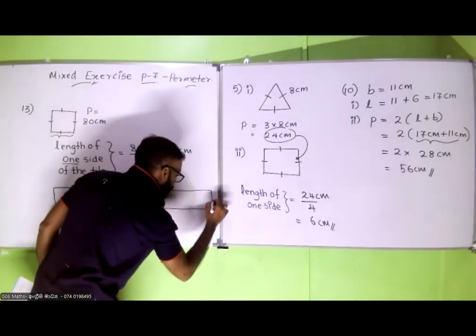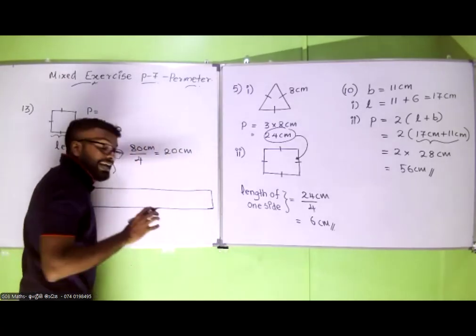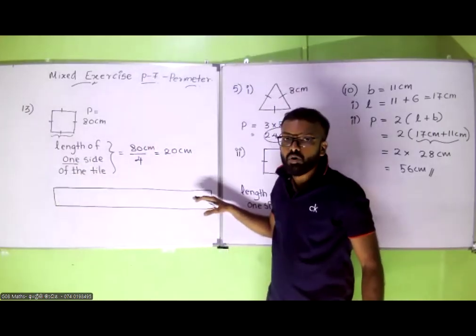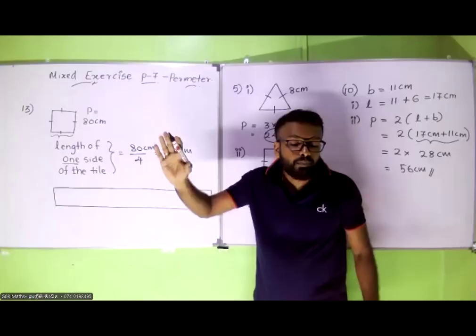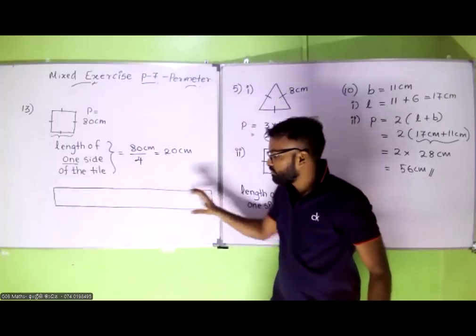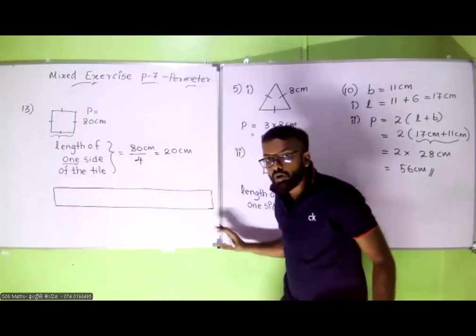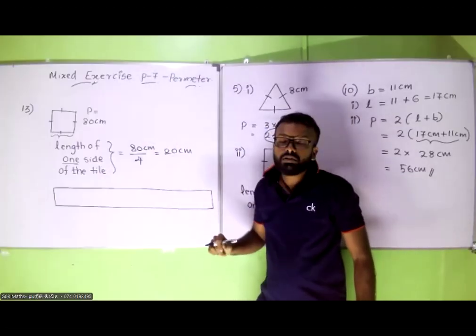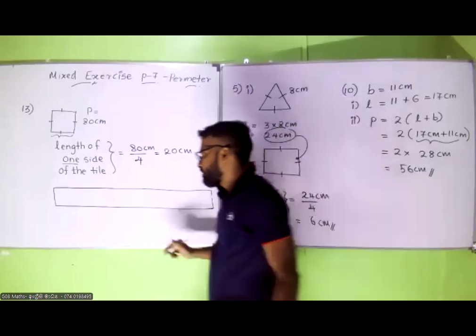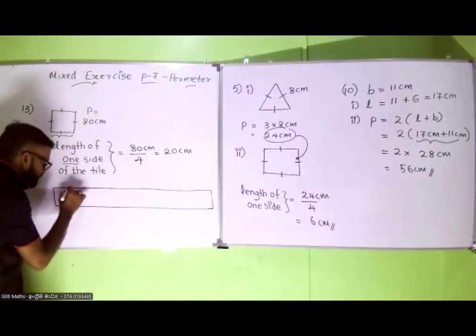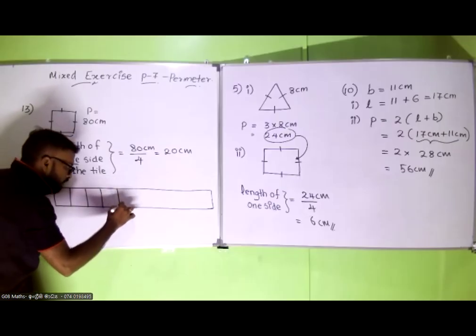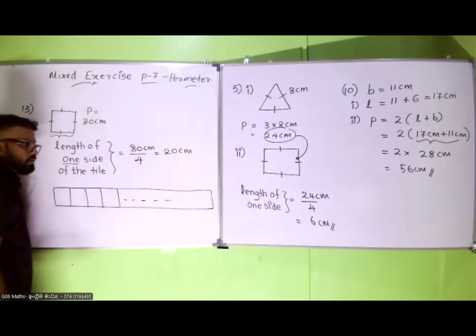Now we are going to attach these tiles on this 2 meter length wall, without any gaps, row wise. Row wise, we are going to attach these wall tiles without any gaps, like this. It's continuous.